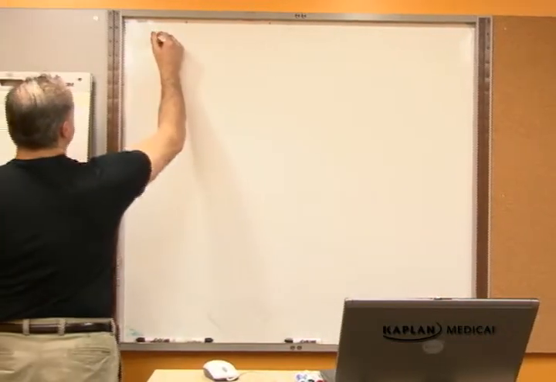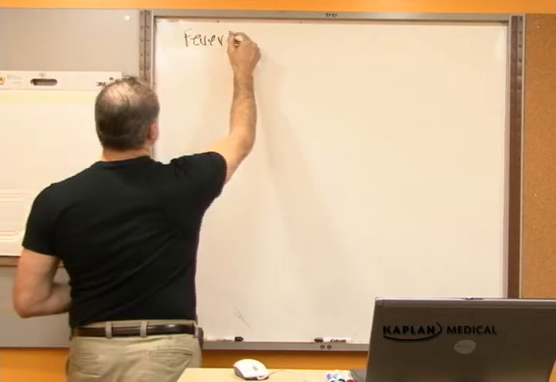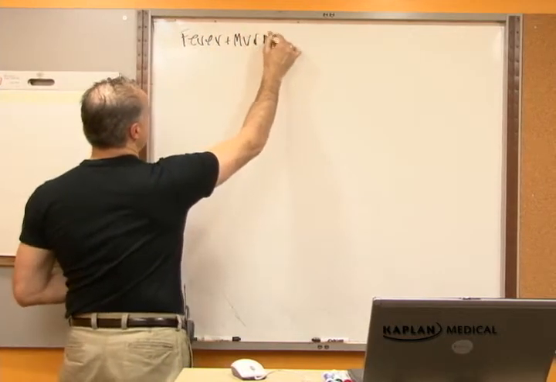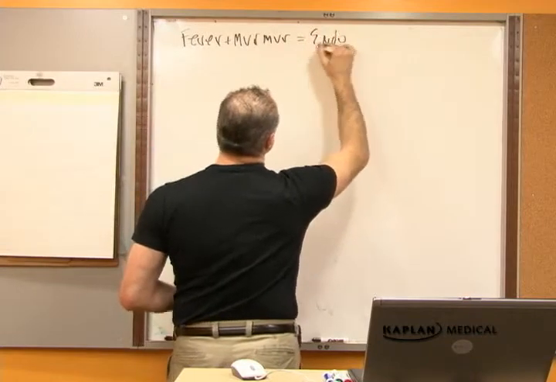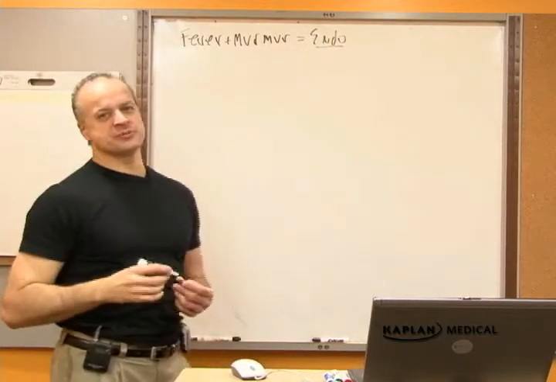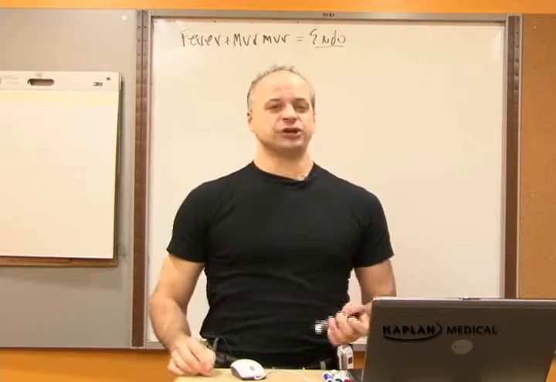Now, the first thing is that all we need to have endocarditis is a fever and a murmur. A fever and a murmur is enough for us to say we have endocarditis.